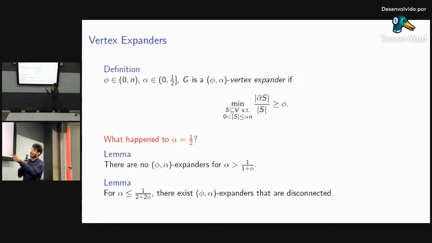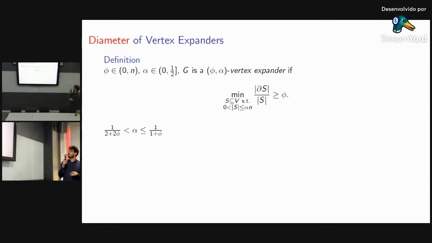On the other hand, if alpha is too small, the expansion property becomes very local, to the point that the graphs can be disconnected. So it only holds for smaller components. And we also know some properties of this class of graphs. For example, we know the diameter. In particular, the diameter can be sublogarithmic for some range of phi.